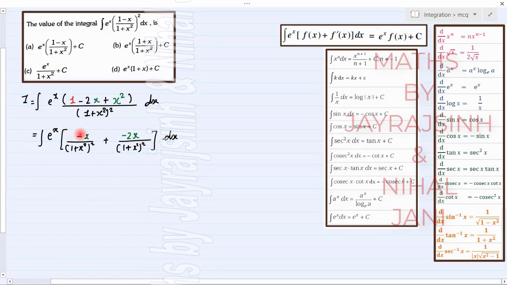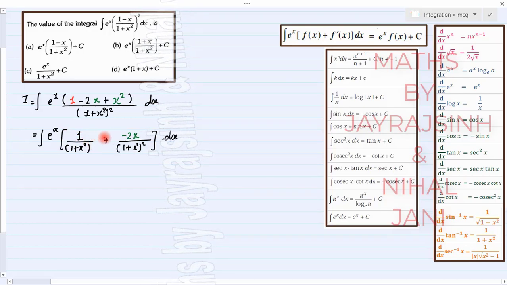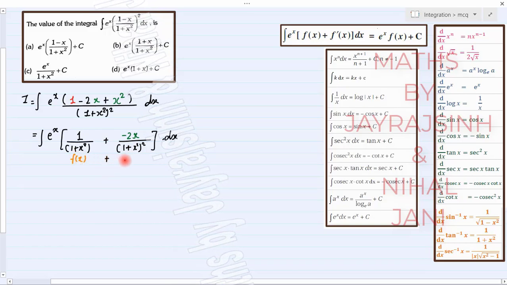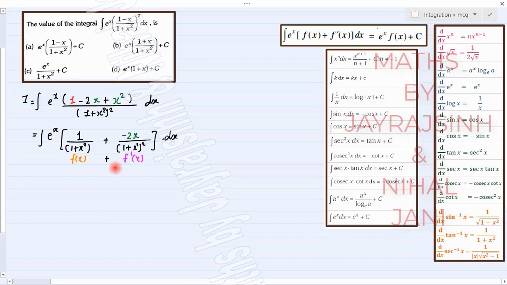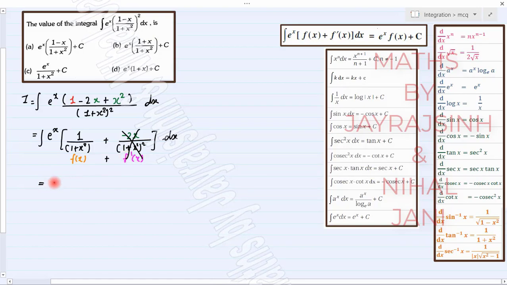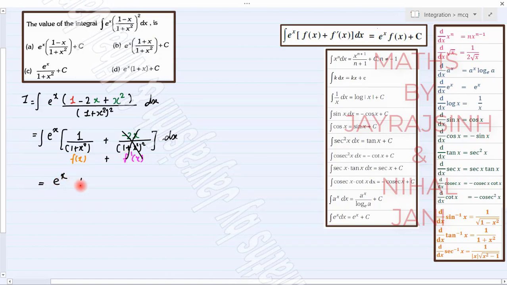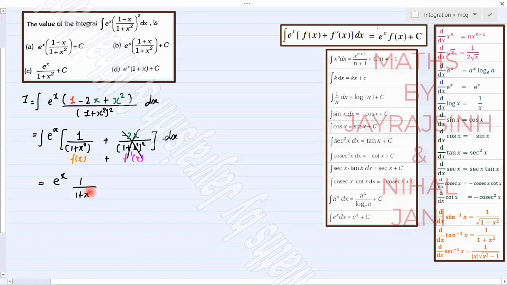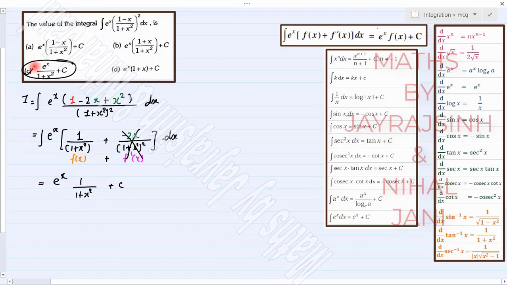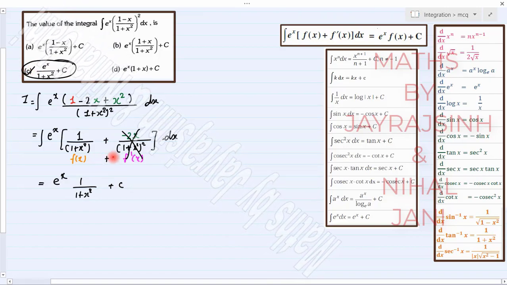Now here we can cancel out one power of (1 plus x square). So we will get 1 upon (1 plus x square) plus minus 2x upon (1 plus x square) the whole square. And if we select 1 upon (1 plus x square) as f(x), we will get its differentiation in the second term. So to integrate this, you just have to neglect f'(x), and your final answer will be e raised to x into 1 upon (1 plus x square) plus c, which is given in option C. Ta-da!